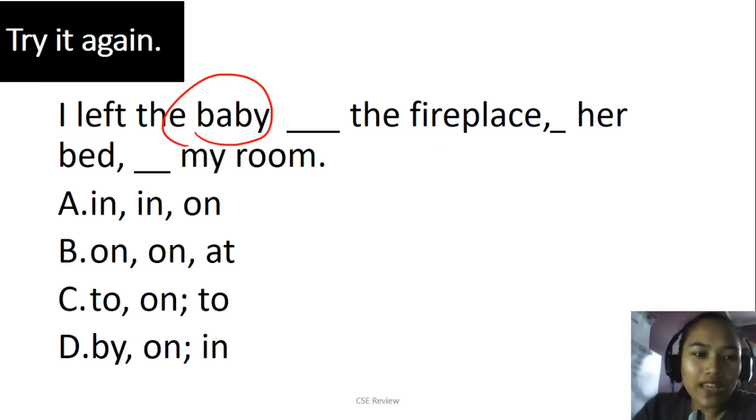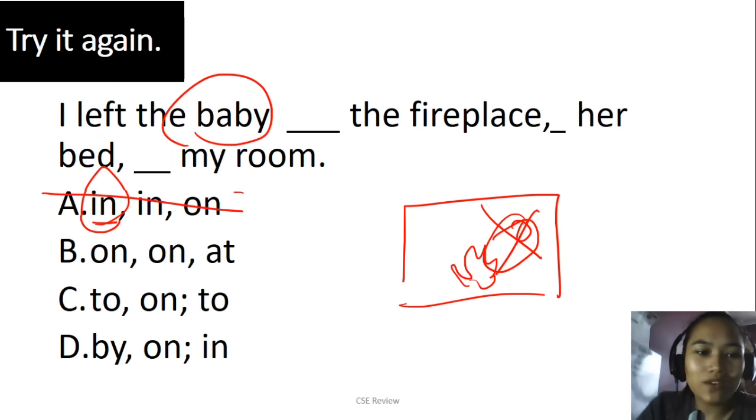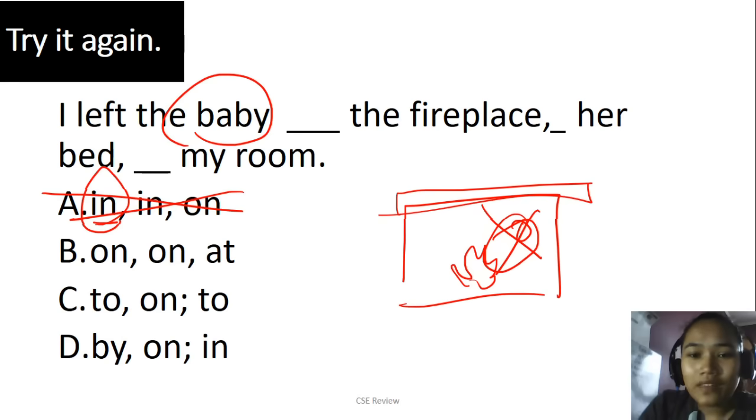Dito muna tayo sa una, in the fireplace. Ano ibig sabihin nun? Kung ito yung fireplace, may apoy-apoy ka pa dyan, nasaan yung baby? In. Pag sabing in, nasa loob. So, tepok yung baby, hindi pwede. So, hindi na pwedeng sagot yung A. Ayun, letter B. I left the baby on the fireplace. Ibig sabihin, nasa ibabaw daw ng fireplace.